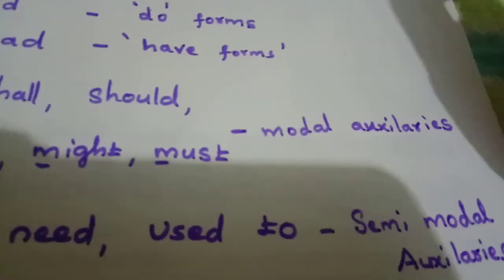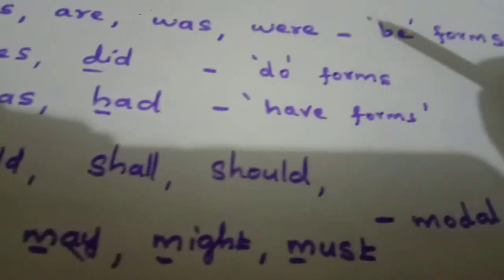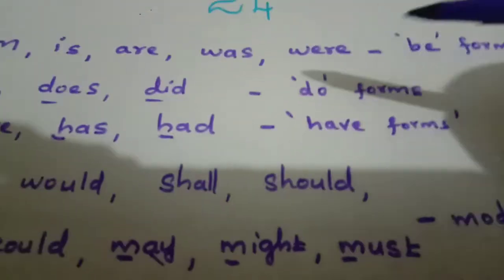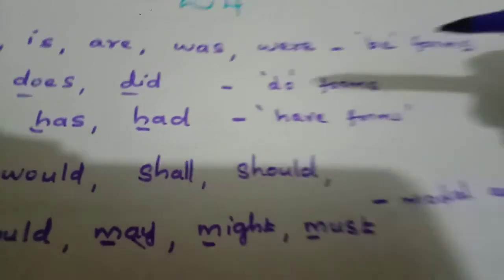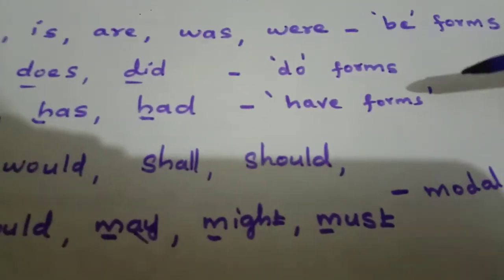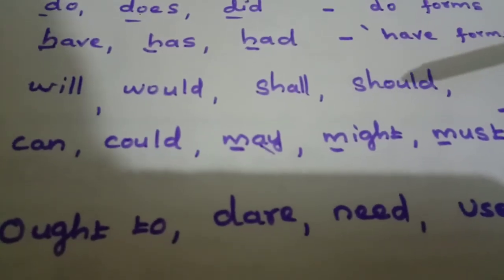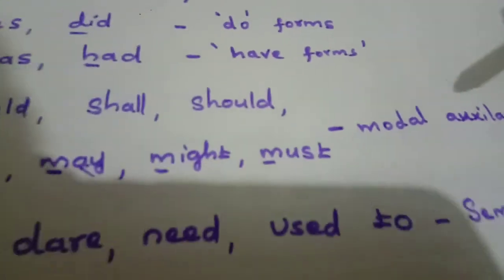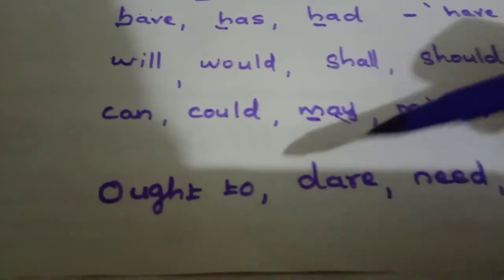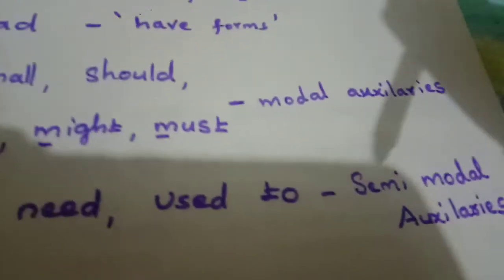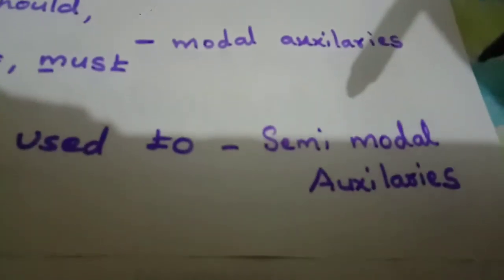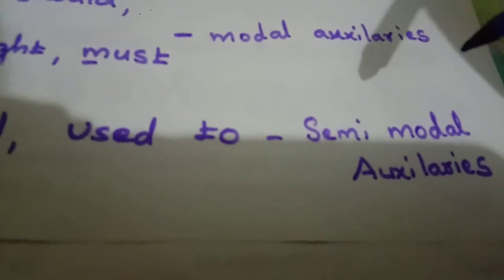This is not needed, just for information I gave. So am, is, are, was, were: they are be forms. Do, does, did: they are do forms. Have, has, had: they are have forms. Then will, would, shall, should, can, could, may, might, must: they are modal auxiliaries. Then ought to, dare, need, used to: they are semi-modal auxiliaries. Have you got it, dear children?